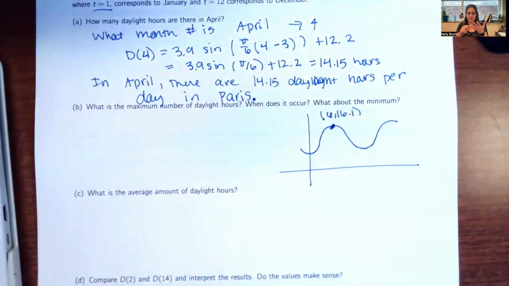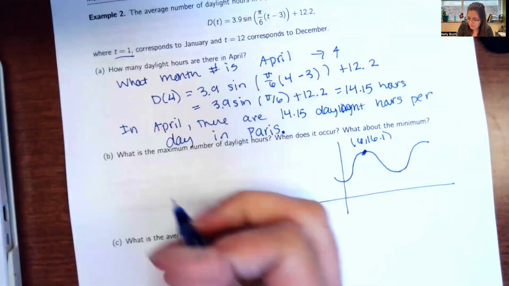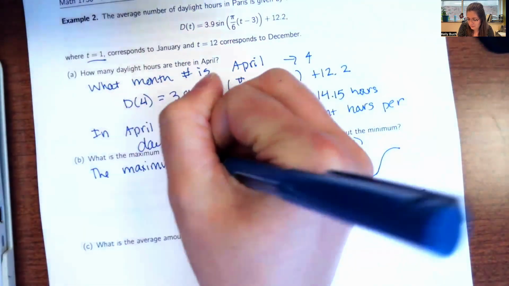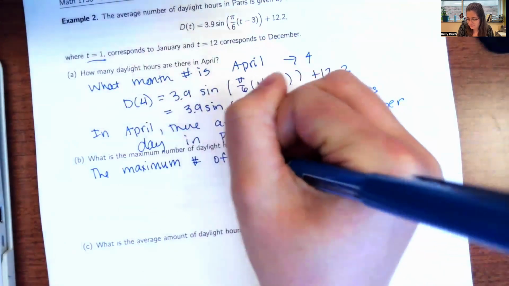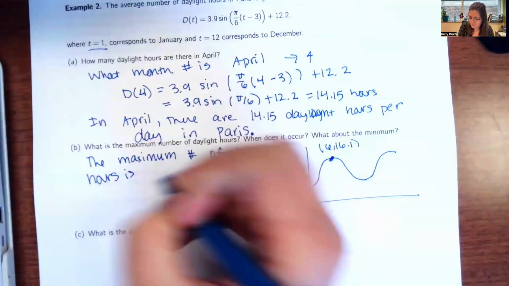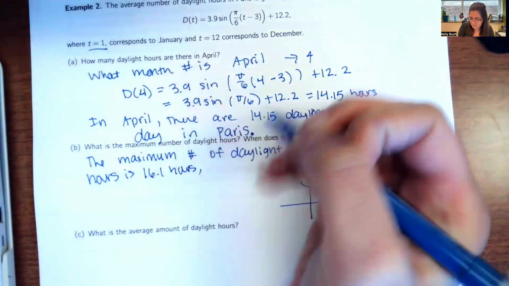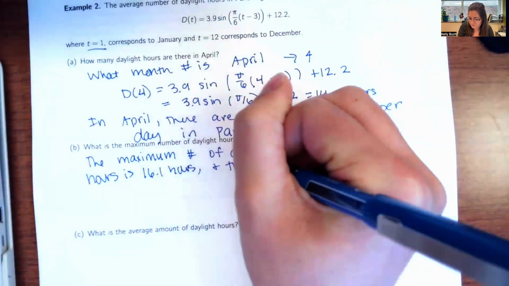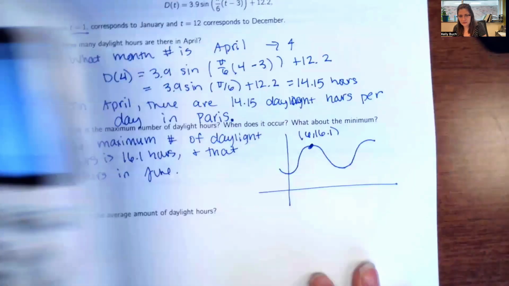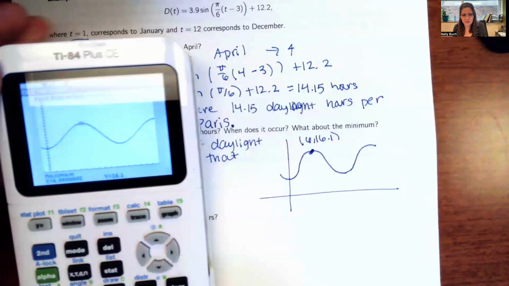January, February, March, April, May, June. That's going to be June. So the maximum number of daylight hours is 16.1 hours, and that occurs in June. What about the minimum? To calculate the minimum, I'm going to do a really similar process.